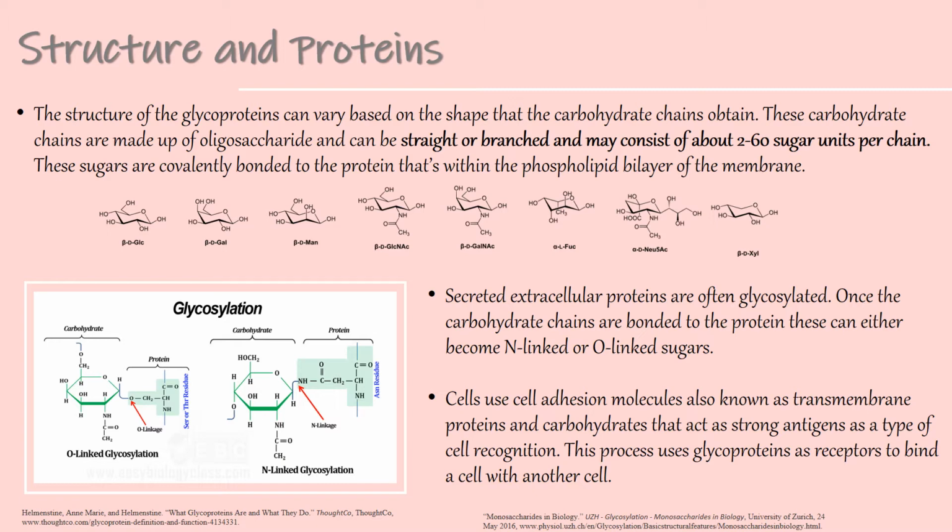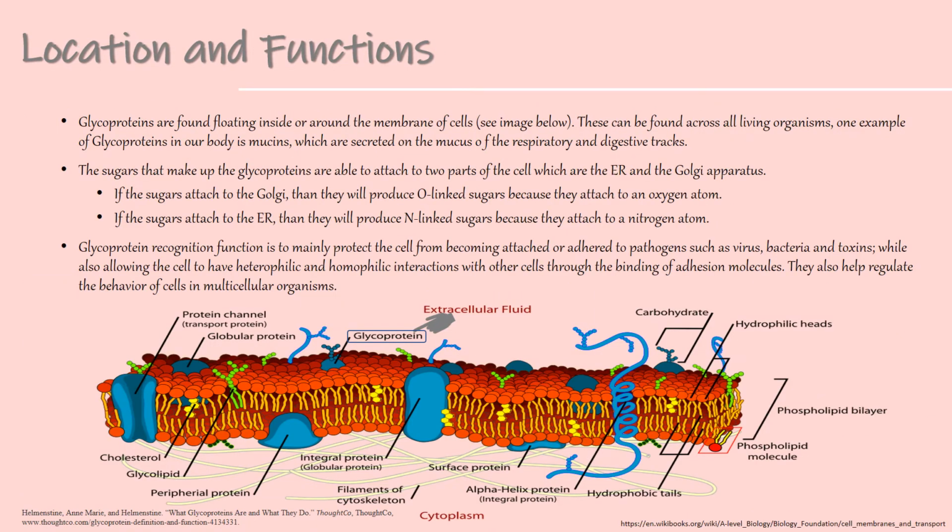Cells use cell adhesion molecules, also known as transmembrane proteins, and carbohydrates that act as strong antigens as a type of cell recognition. This process uses glycoproteins as receptors to bind a cell with another cell. Glycoproteins are found floating inside or around the membrane of cells, as you can see on the image below. They can be found across all living organisms, and one example of glycoproteins in our body is mucins, which are secreted in the mucus of the respiratory and digestive tracts.